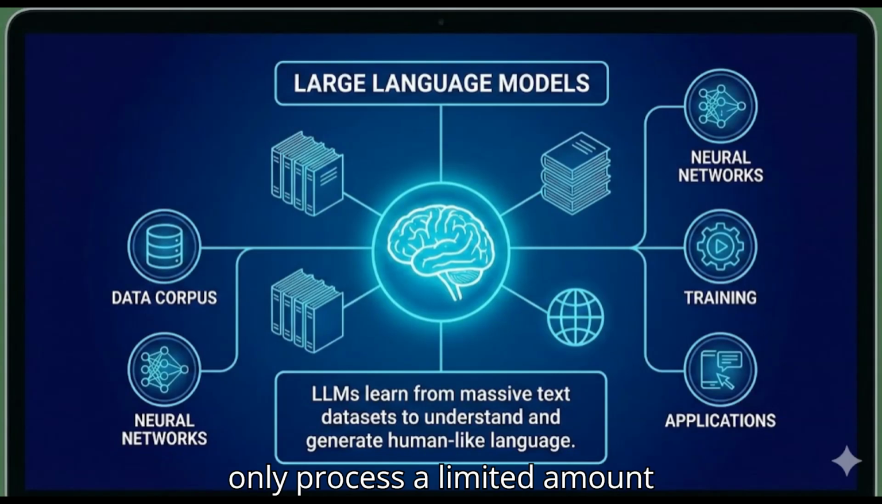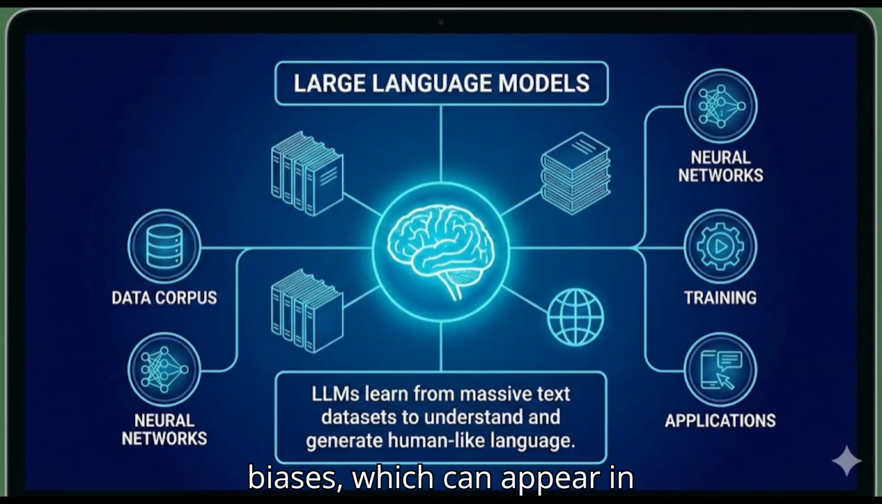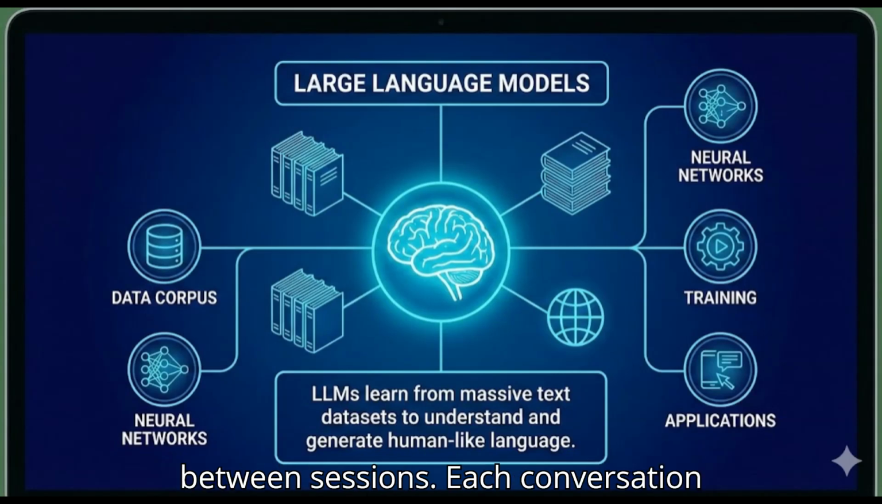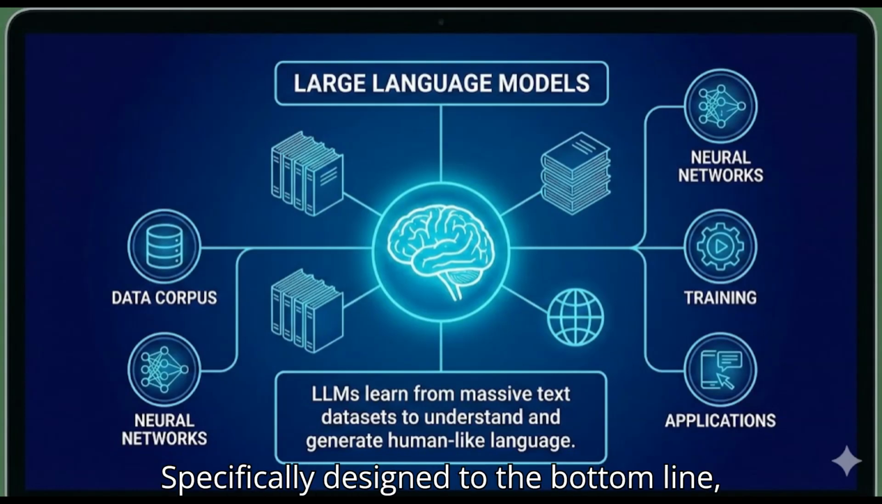Context limits: they can only process a limited amount of text at once. Very long documents may exceed their capacity. Bias: training data contains human biases, which can appear in model outputs. And no memory between sessions. Each conversation typically starts fresh. They don't remember past interactions, unless specifically designed to.